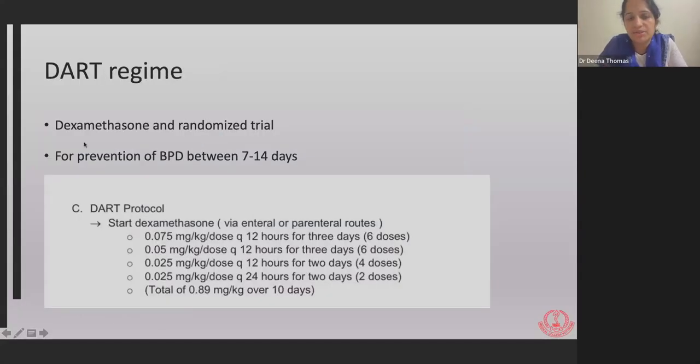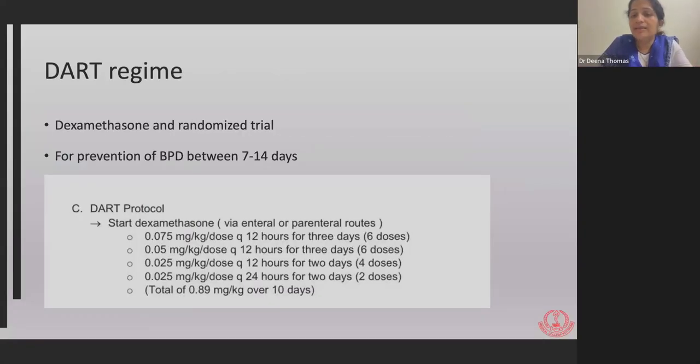Dexamethasone and randomized trial. So this is the trial which gave the DART regimen for prevention of BPD. It should be started between 7 to 14 days, not before 7 days because the complications are higher, not after 14 days because the benefit will be lower. And the DART regimen protocol is that you are giving a total of 0.89 mg per kg over 10 days. So it is 3 days same dose, 3 days tapering dose, then 2 days, then 2 days.